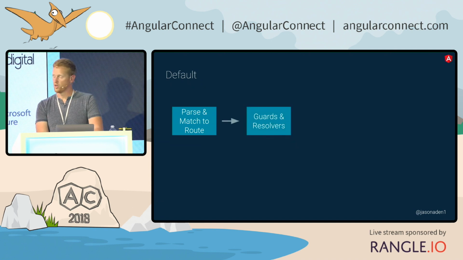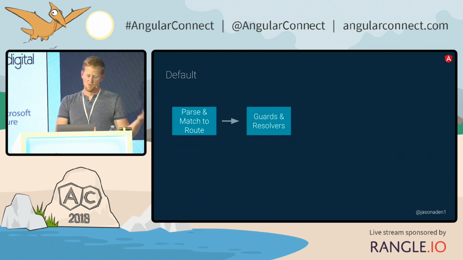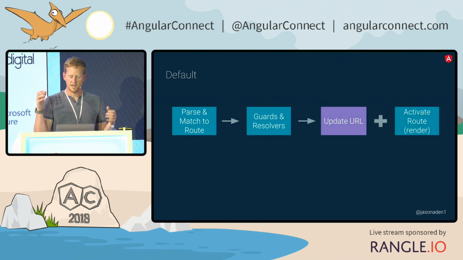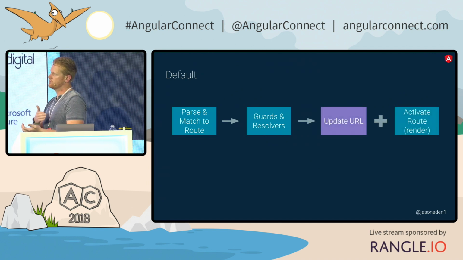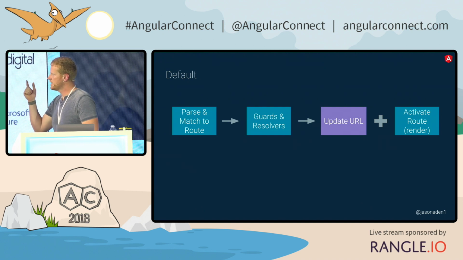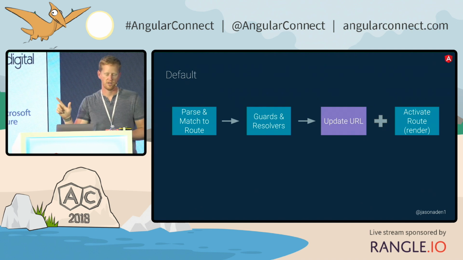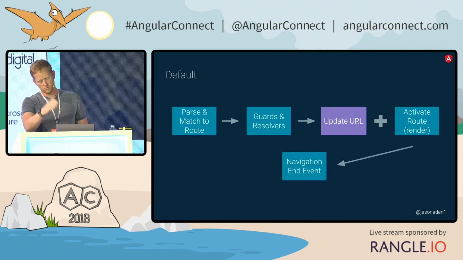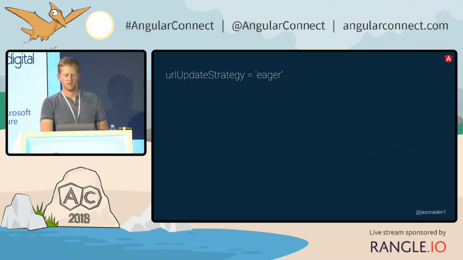So one thing that we did initially was this thing, URL update strategy. Currently in Angular, we go through this process. We parse and match to the route. We run guards and resolvers. And then at the same time, in the same pass, synchronously, we both update the URL and we activate the route, which means we render it. After that, a navigation end event fires.